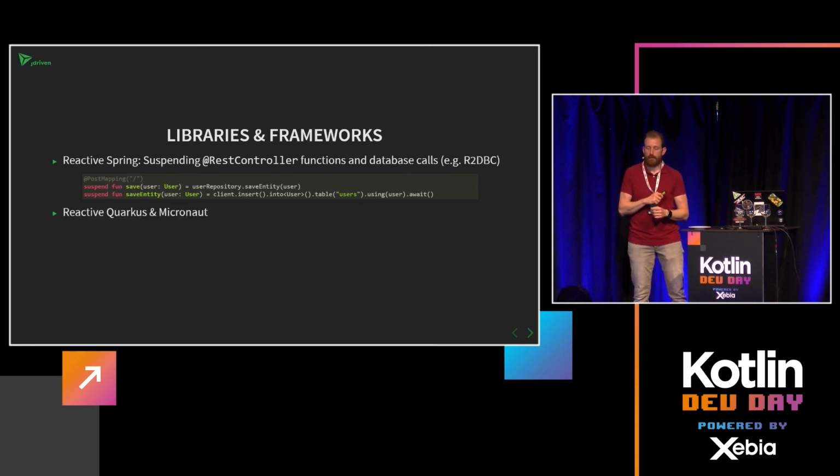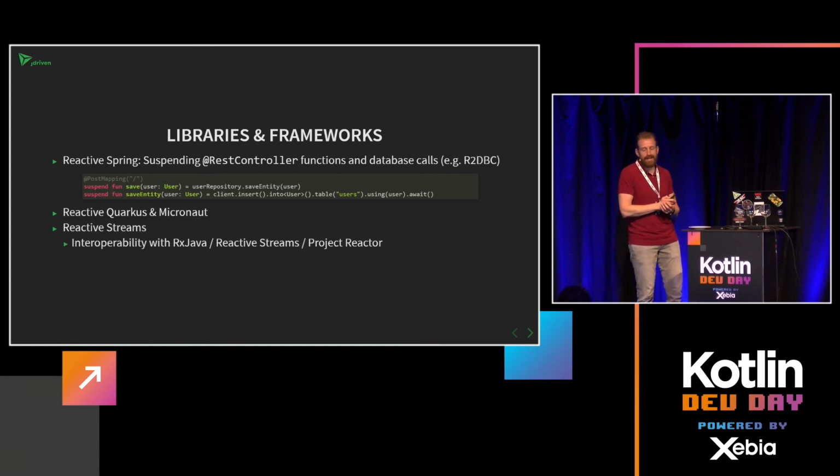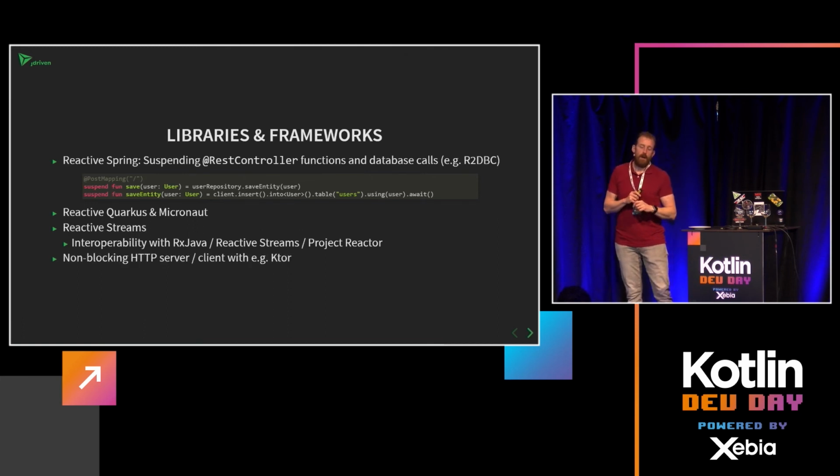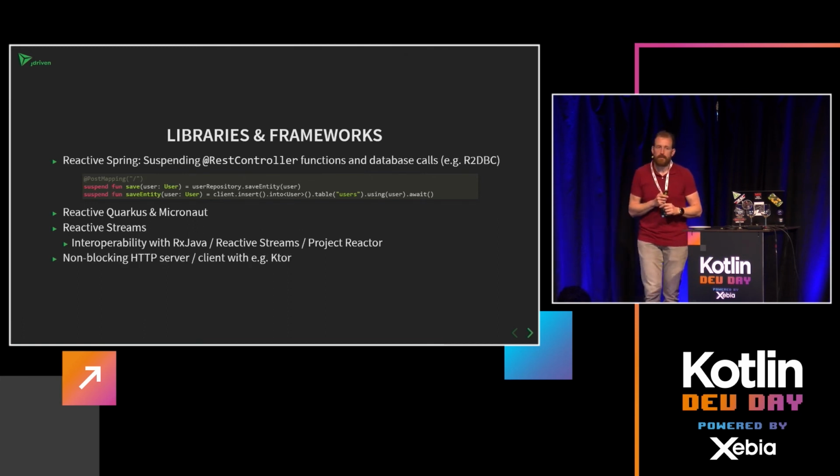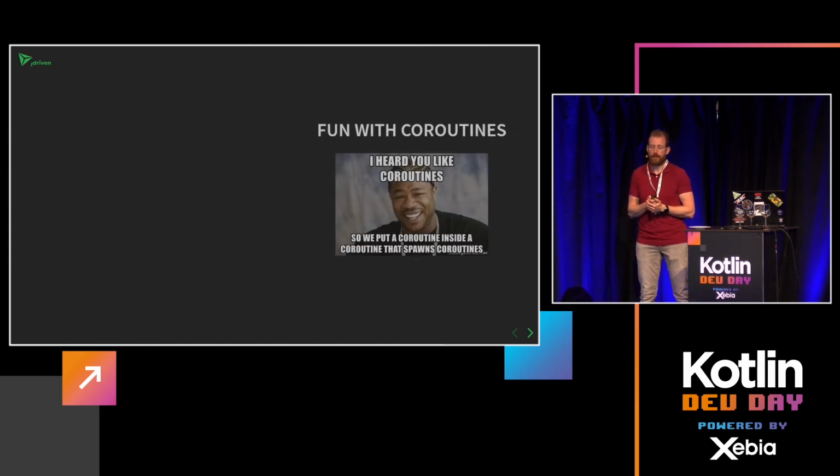Of course, if you're not into Spring, but more like Quarkus, Micronaut, they have similar approaches. And basically that is because there's good interoperability between Kotlin Coroutines and some typical reactive streams libraries like RxJava, reactive streams, Project Reactor. Of course, Spring uses Project Reactor, so that explains why. If you're using, for example, Ktor or some other non-blocking HTTP server client, there are also ways of using it. So there's broad support for coroutines.